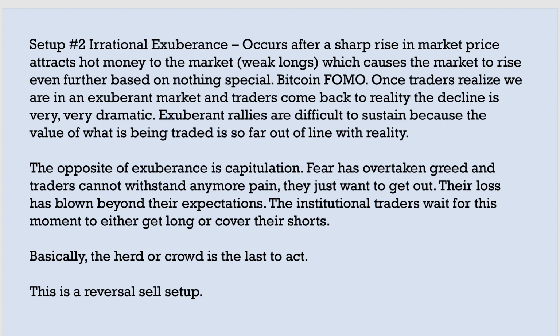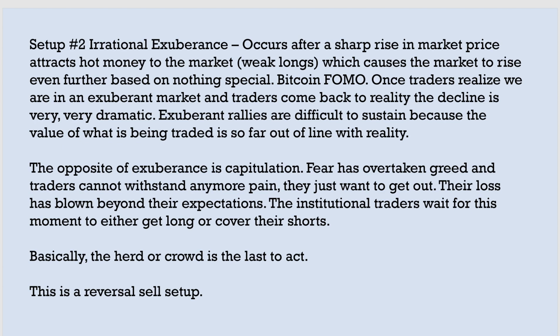But what happens is it occurs after a sharp rise in market price attracts hot money to the market, weak long, so to speak, which causes the market to rise even further on nothing special. But think of Bitcoin, okay? FOMO, fear of missing out. When you had that big run up in Bitcoin to almost 20,000, people describe that as irrational exuberance, right?